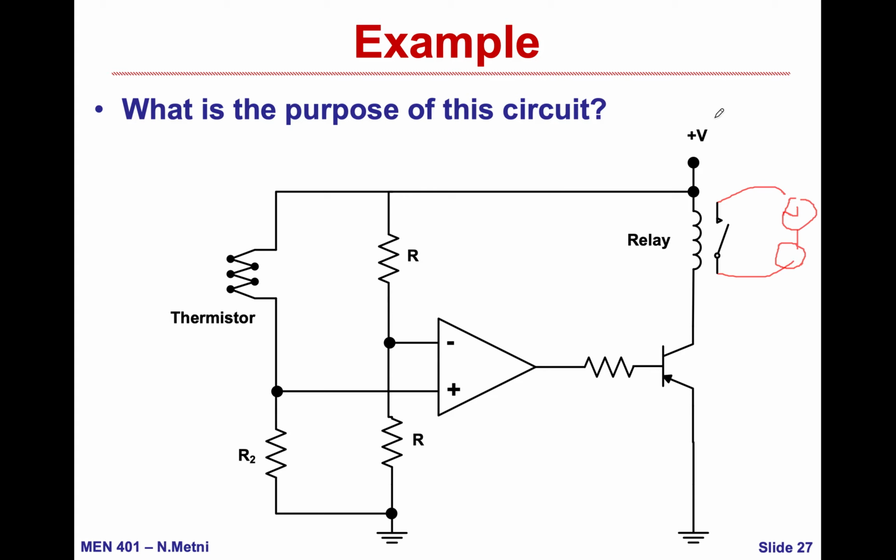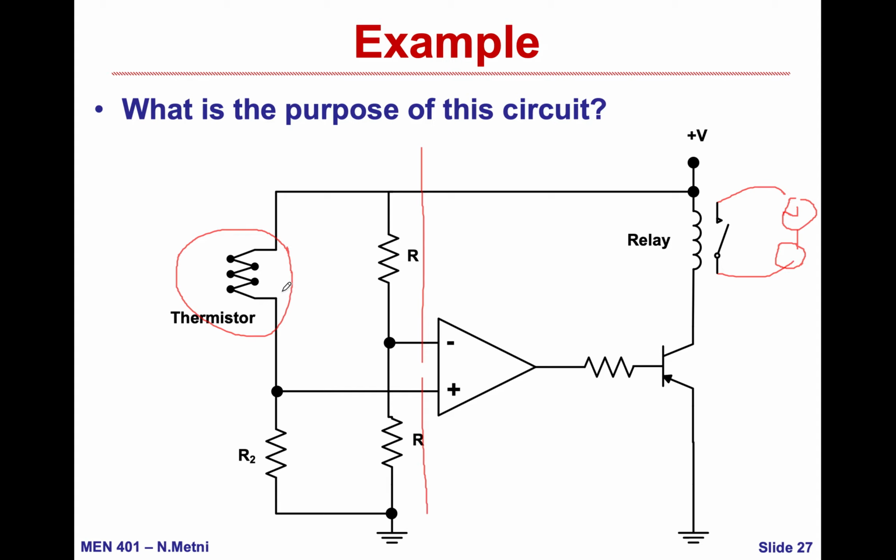Let's divide the circuit into two or three parts. The first part is the part to the left of the slide. This part is in fact a Wheatstone bridge, because we have plus V given and V out is taken through these two nodes. So this is a Wheatstone bridge, but repositioned in another way. This is a thermistor. So one of the legs of the Wheatstone bridge is a temperature sensor, which in this case is a thermistor.